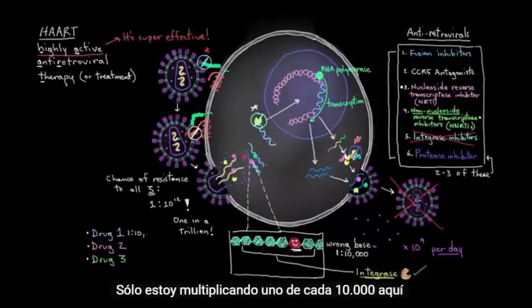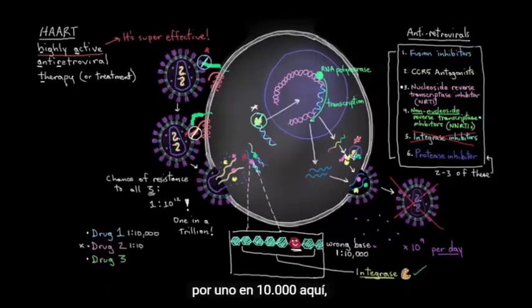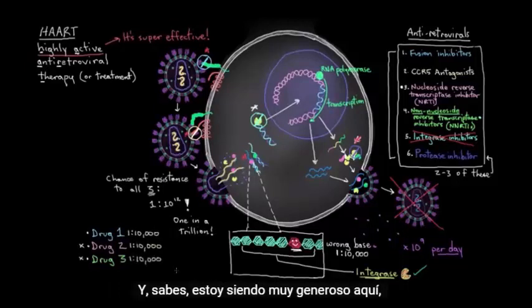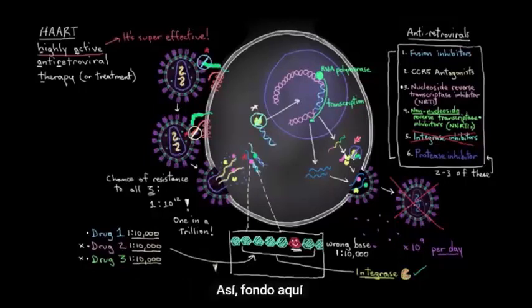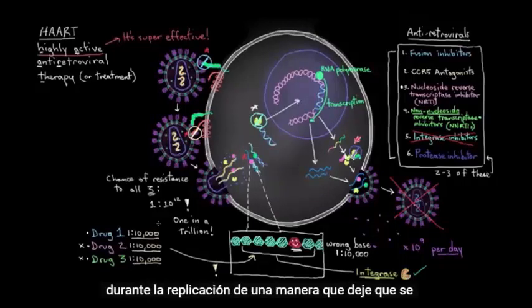I'm just multiplying 1 in 10,000 here by 1 in 10,000 here by 1 in 10,000 here. And I'm being really generous here because this is assuming that the 1 in 10,000 base mutations are even occurring at the target enzyme's coding sequence of DNA. So bottom line here is that it'd be extremely unlikely for an HIV particle to mutate during replication in a way that would let it escape from all three of the HAART drugs.